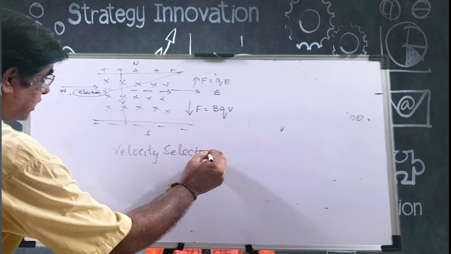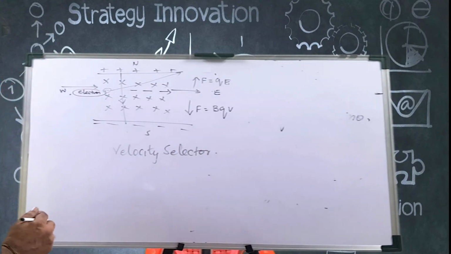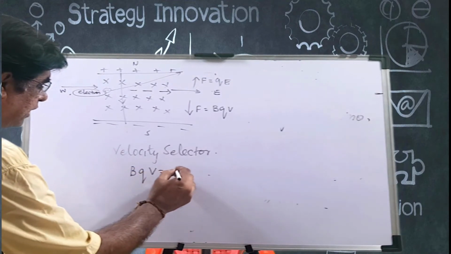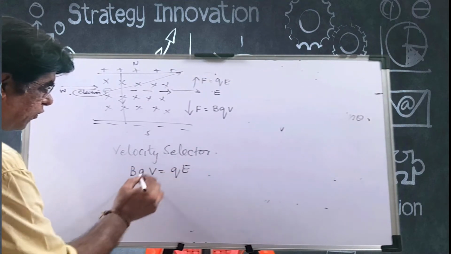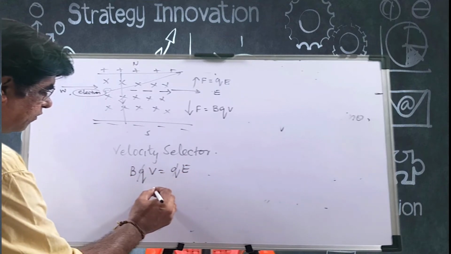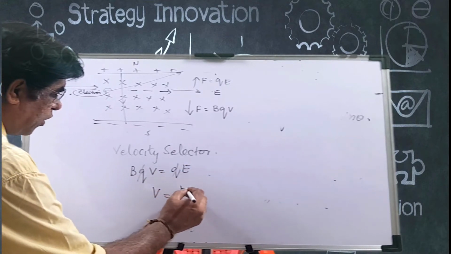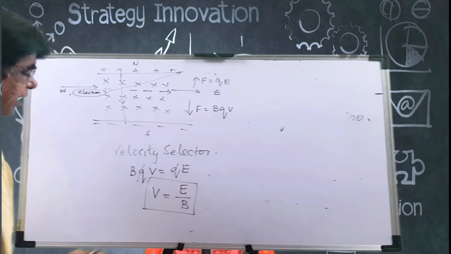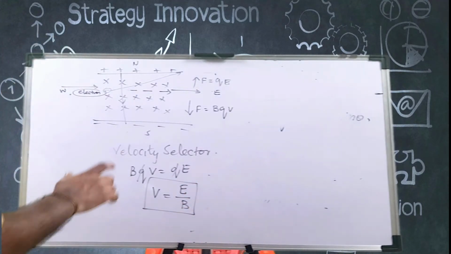It's called velocity selector. So this is what is used. So when qvB equals qE, that means the particle will have equal force on both sides. So the velocity of the charged particle can be found out if you know the electrical field and magnetic field values. Simple logic.